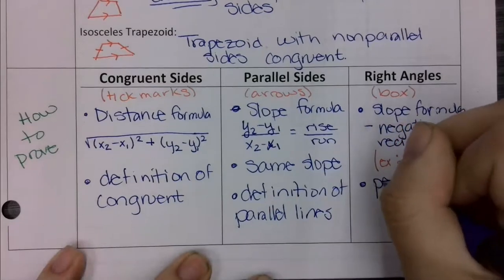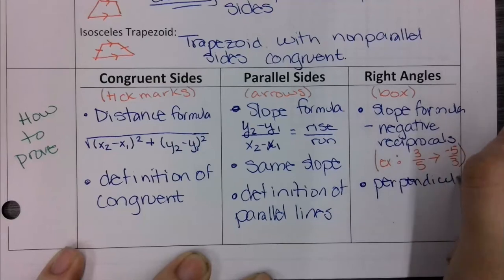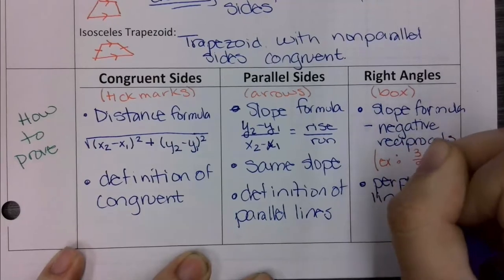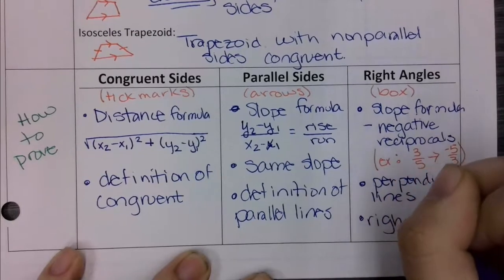I can say things are perpendicular lines. And I can also say things are right angles when I'm proving.